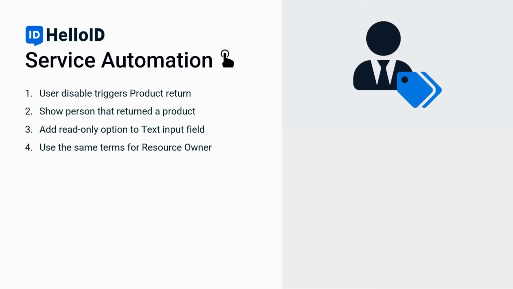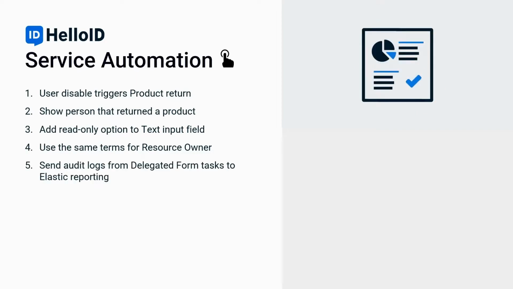We have also made some UI changes in the terminology regarding resource owner and managed by. From now on, we will use the term resource owner in the self-service workflow, self-service products, and other places that refer to this topic. Our 5th and final new feature for this release is send audit log messages from Delegated Form tasks to Elastic Reporting.